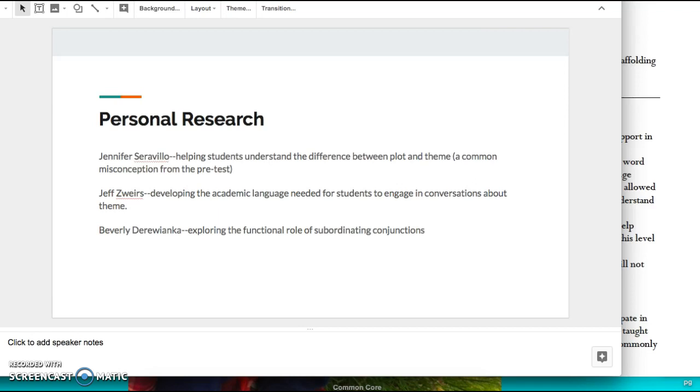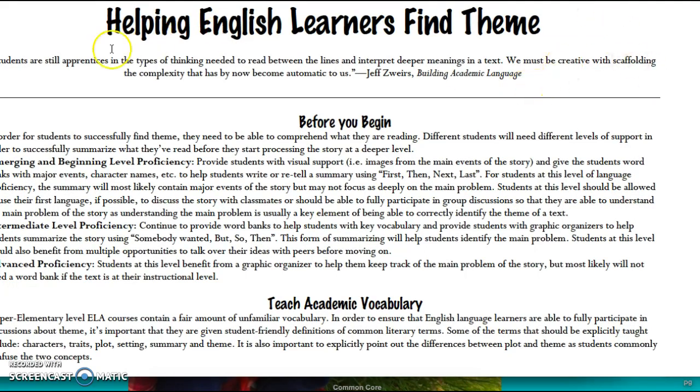Jeff Zwiers is a great writer on the topic of academic language, and one of the things that he really talked about was looking at the language demands of finding theme. And he has this really wonderful quote that I'm going to switch over to on the sheet. "Here, students are still apprentices in the type of thinking needed to read between the lines and interpret deeper meanings in a text. We must be creative with scaffolding the complexity that has by now become automatic to us."